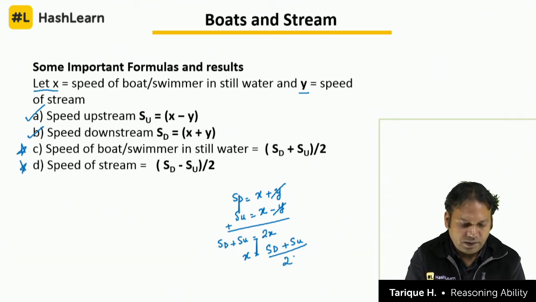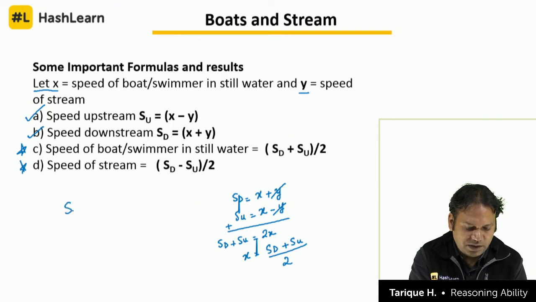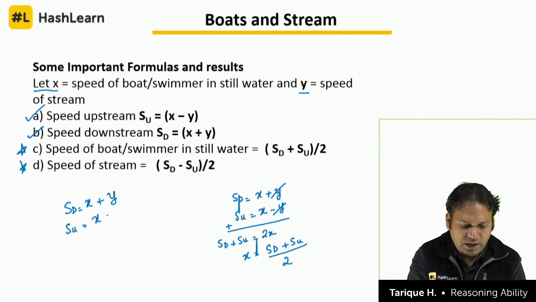get the answer. Similarly here we say speed downstream x plus y and speed upstream x minus y. What if I subtract them? If I subtract, this becomes minus, minus this becomes plus.